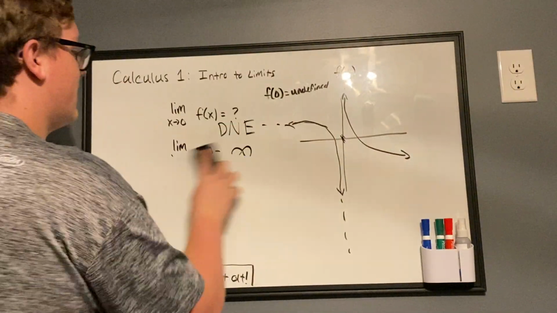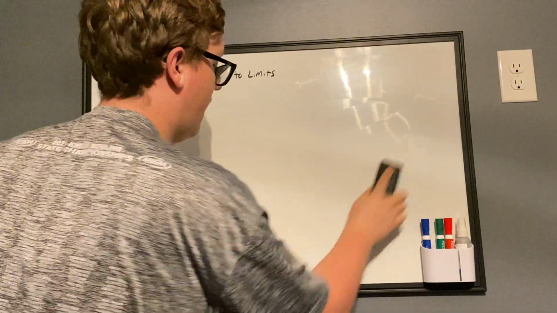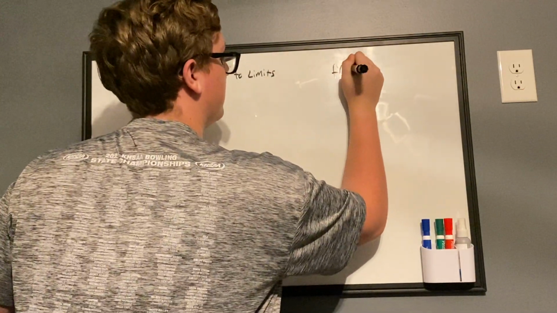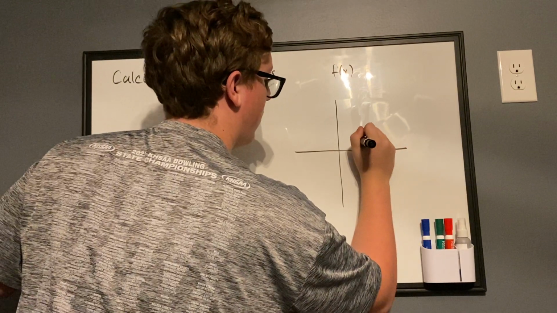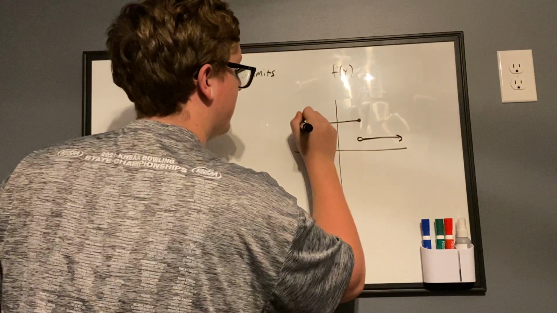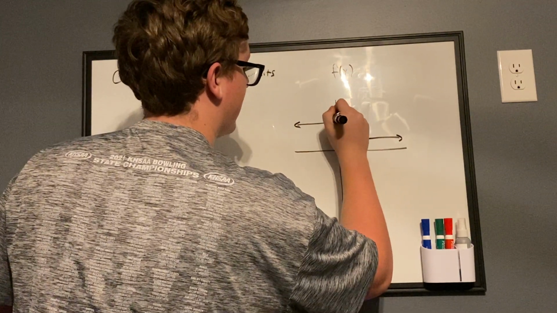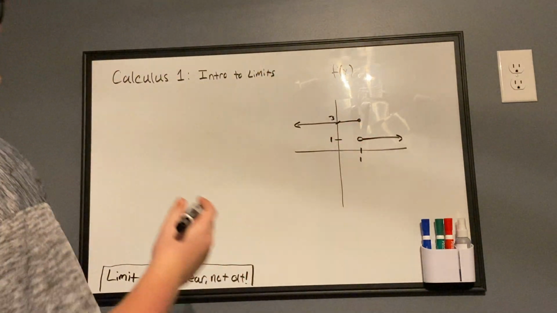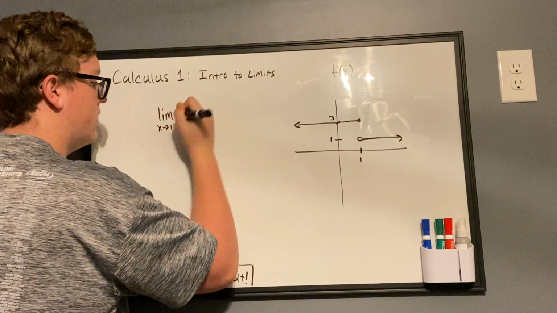Now let's try one without the infinities. Let's say that we have a new function, f of x. We've got a hole here, it goes off to infinity. We've got a closed point here, goes off to negative infinity. This is at 1, this right here is at 3, and this is at 1. So what we're asking ourselves is, what is the limit as x goes to 1 of this function?